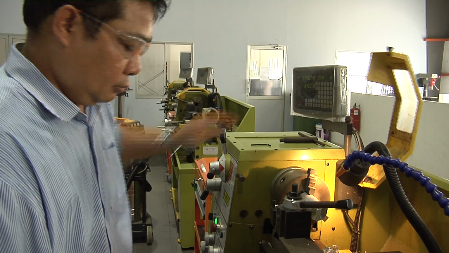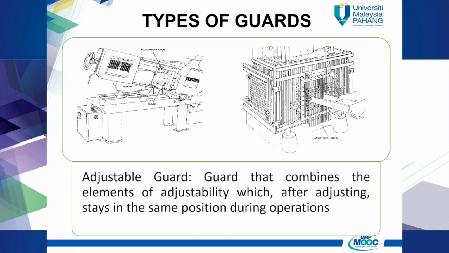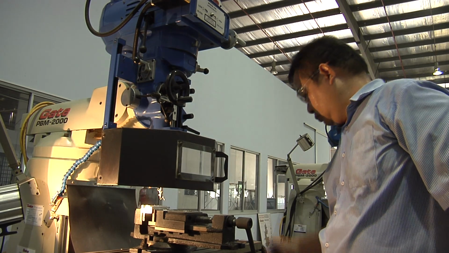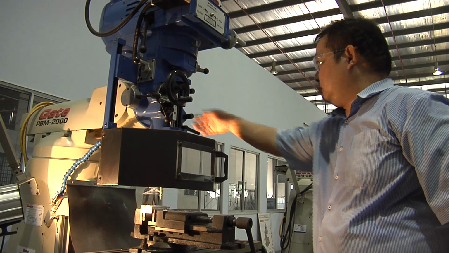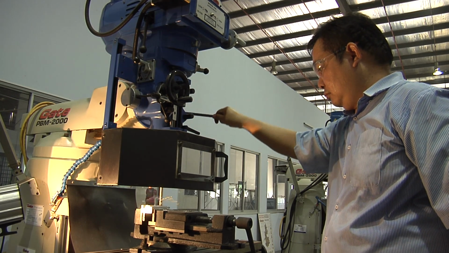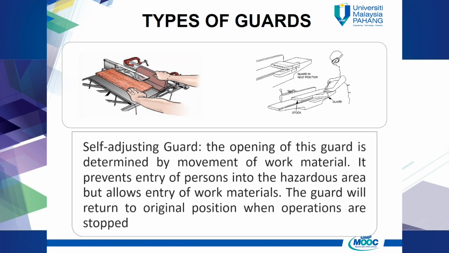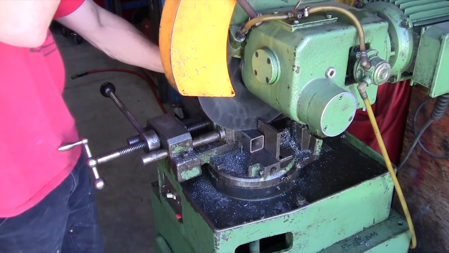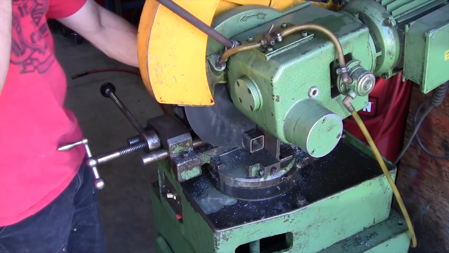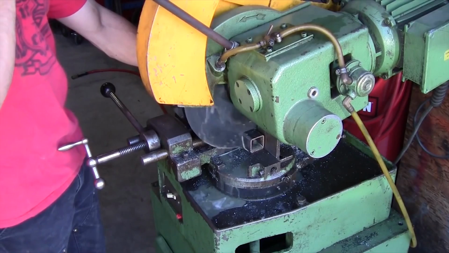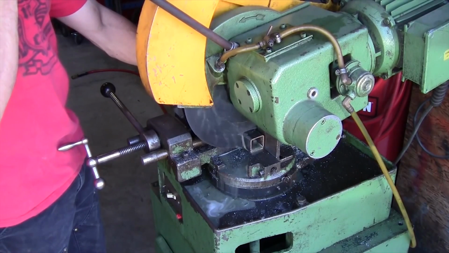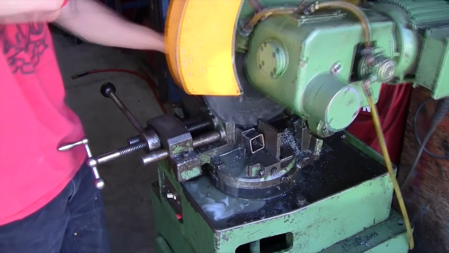Number 3, adjustable guard. An adjustable guard is a guard that combines the elements of adjustability which, after adjusting, stays in the same position during operations. Number 4, self-adjusting guard. The opening of this guard is determined by movements of work material. It prevents entry of persons into the hazardous area but allows entry of work materials. The guard will return to its original position when operations are stopped.